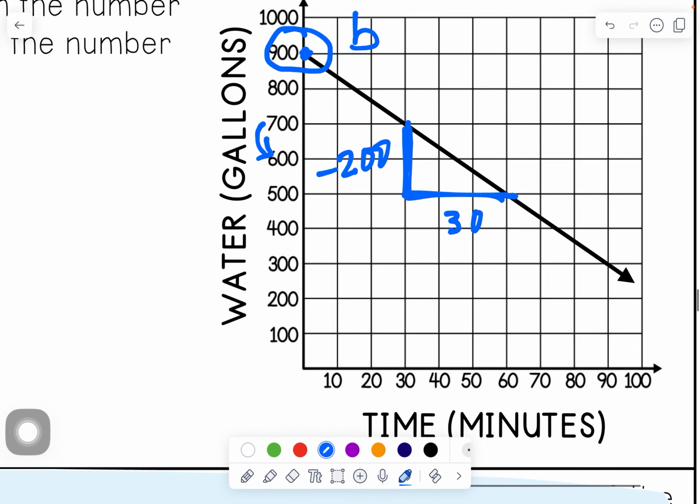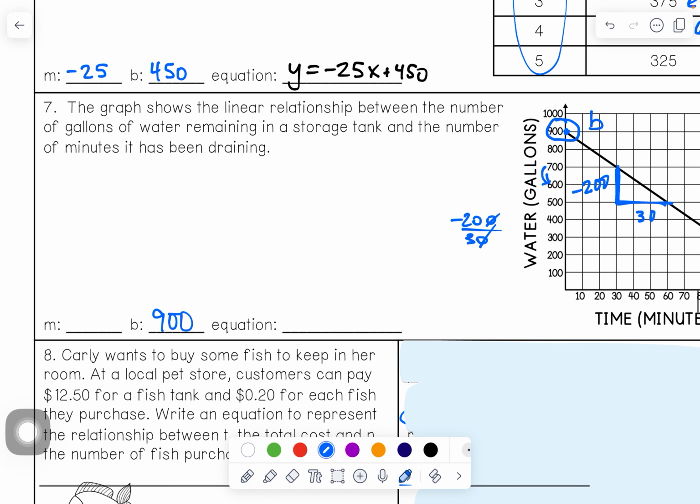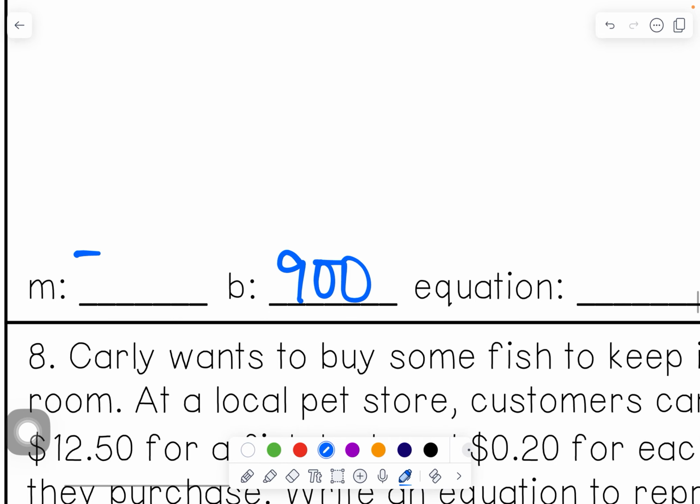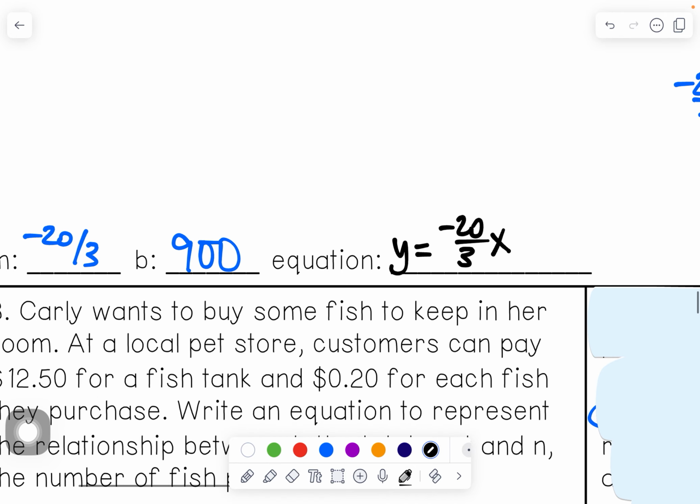So when I make my slope, -200 over 30, I still want to reduce that, right? So I get -20 over 3. You could leave it like that, or you could write it as a decimal. So I'm going to go negative 20 over 3 for my m. I'm going to plug those into my equation. So y equals negative 20 thirds x plus 900.